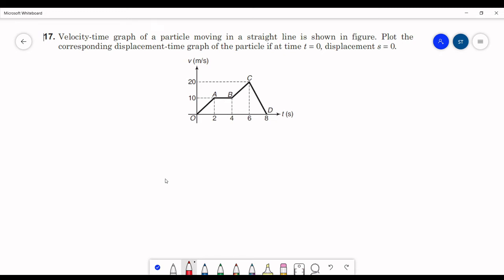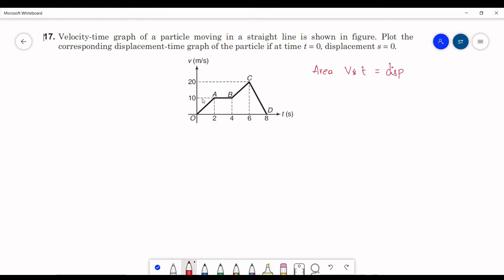The velocity versus time graph of a particle moving in a straight line is shown in the figure. Plot the corresponding displacement versus time graph of the particle if at t equal to 0, displacement s is equal to 0. So the basic relation between velocity versus time graph and the displacement is the area under the velocity versus time graph is nothing but our displacement.